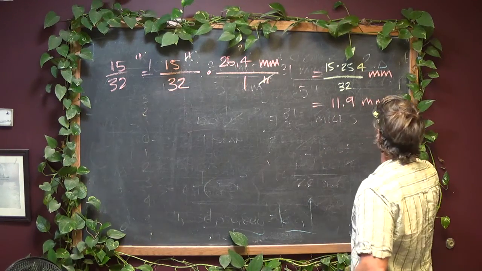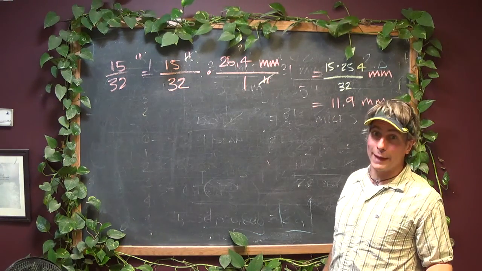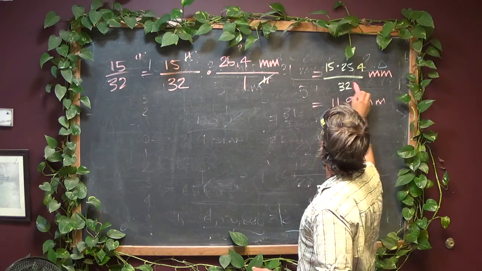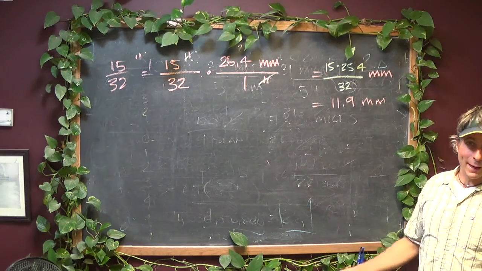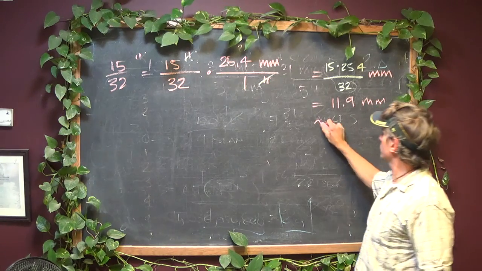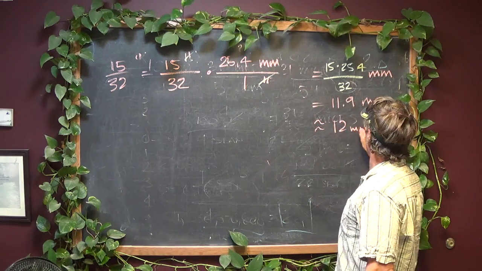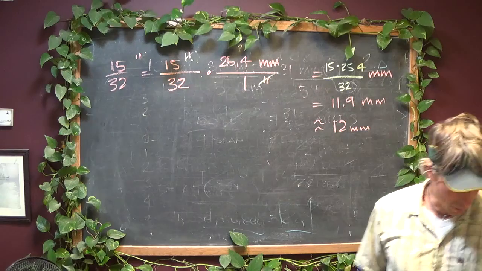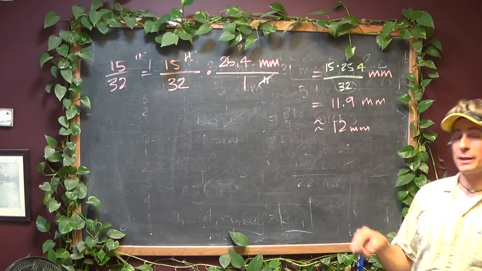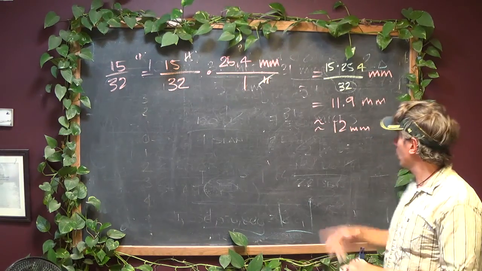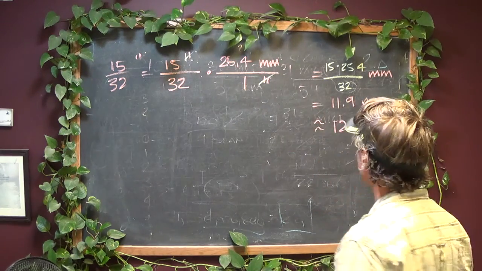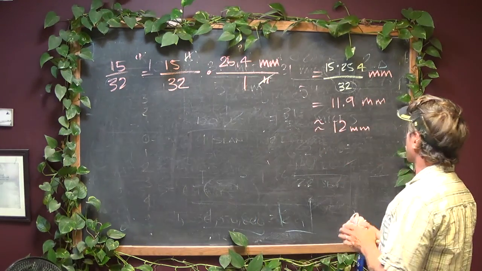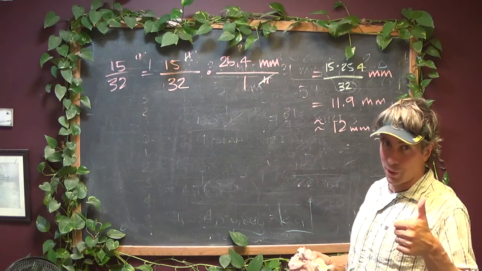Which should look familiar to you from class because that's exactly what we got. This part is equal to the decimal that we got in class. So 11.9 millimeters, which to the closest millimeter would be 12. So if you needed a 15/32 hole drilled, a 12 millimeter bit would get you the closest to a 15/32. Okay. Good so far?